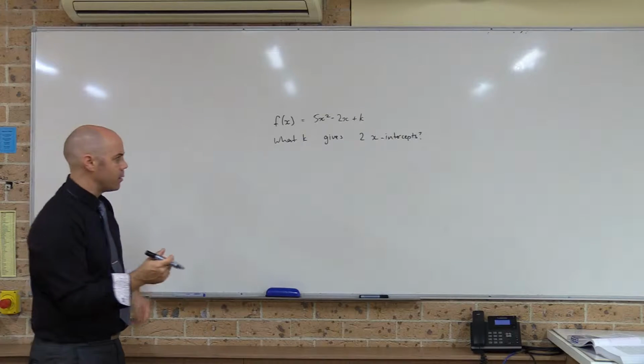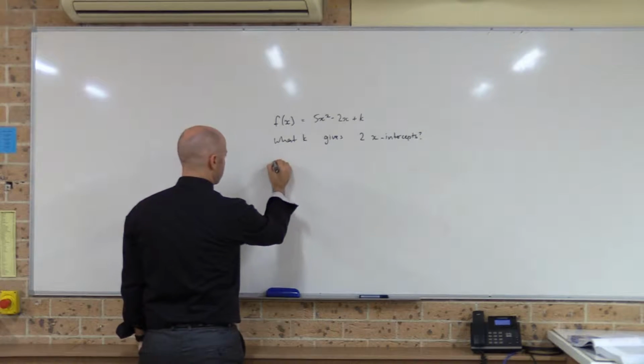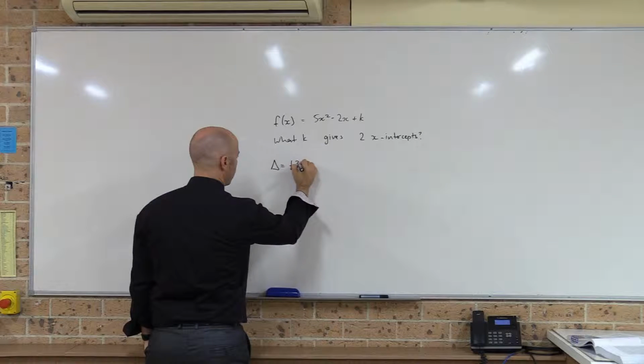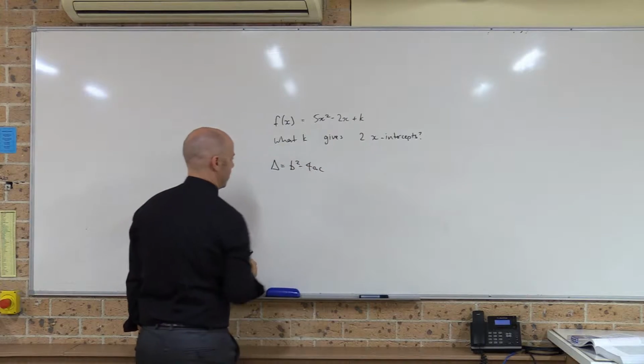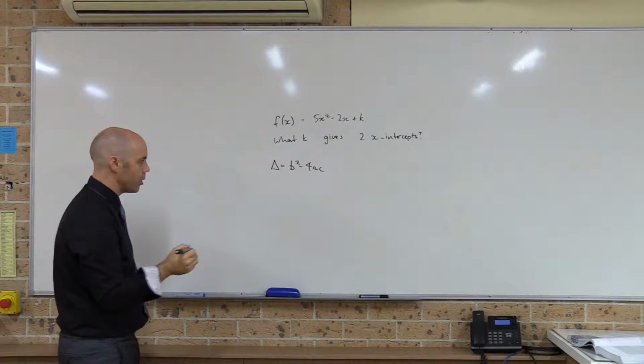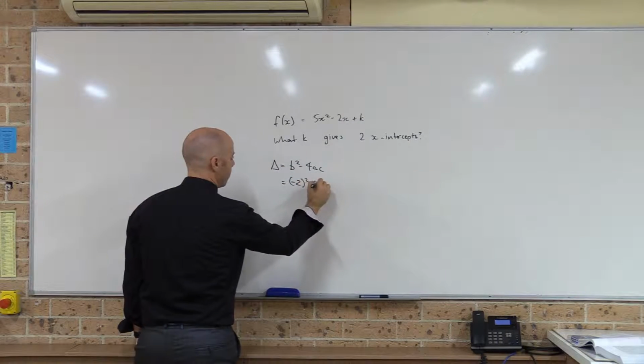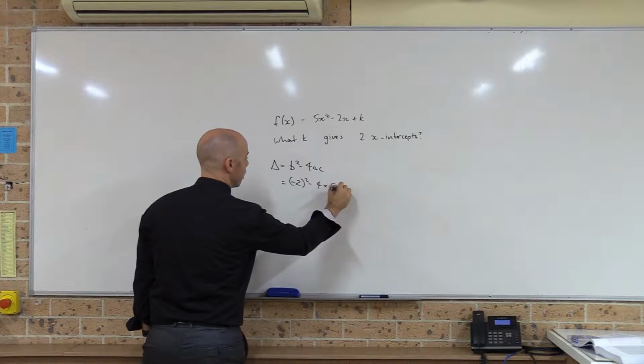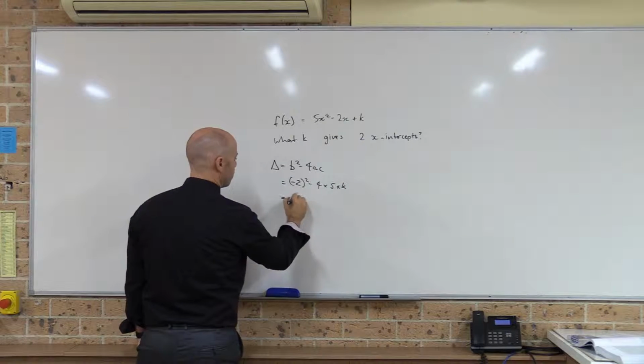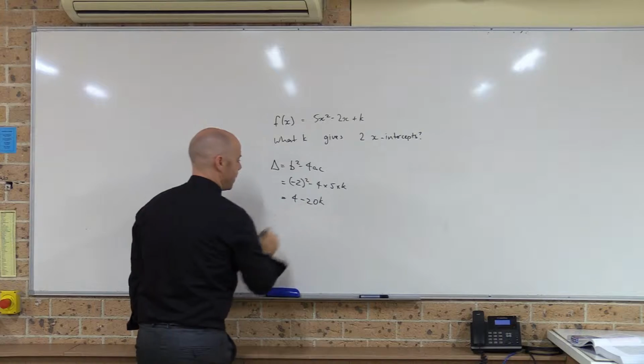But we continue to use our knowledge of the discriminant. The discriminant equals b squared minus 4ac. So in this case, what is it? It's b squared, it's negative 2 squared minus 4 times 5 times k. So that equals 4 minus 20k.